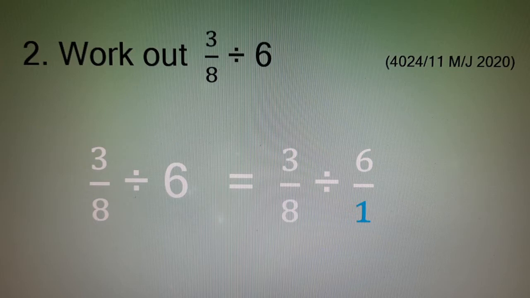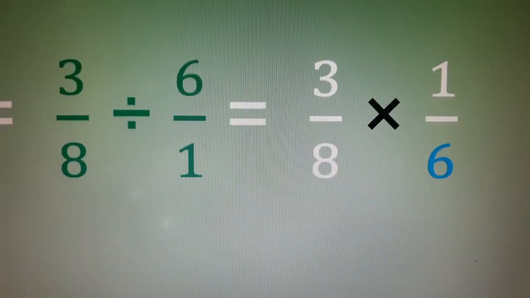Then you get 3 upon 8 divided by 6 over 1. After that, we change the division into a multiplication sign and get the reciprocal of the divisor. You can watch this very carefully. So we change division into multiplication sign and get the reciprocal of 6 over 1. It becomes 1 over 6.